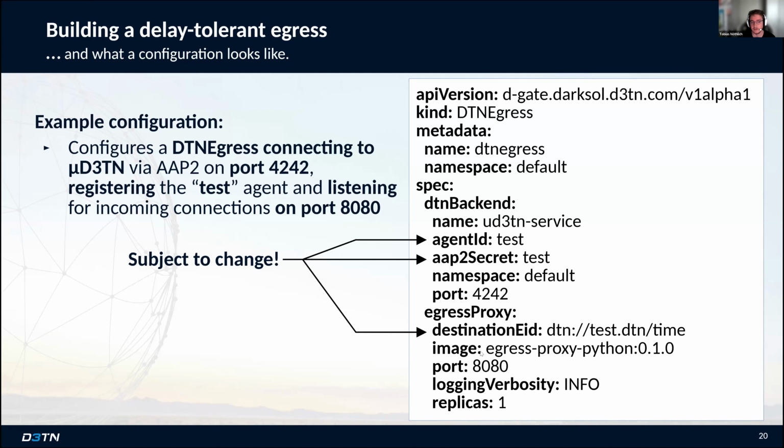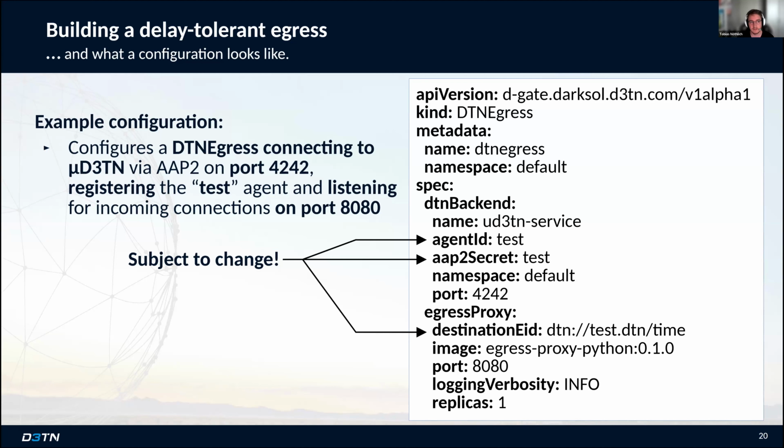The agent ID and the destination EID are statically configured, which works very well for our test setup, but obviously when you're deploying it productively, you may want to change the agent ID it uses to register, in case, for example, an application expects a response. And you also want to change the destination EID, because obviously not every application will want to send data to the same endpoint. The third arrow points to the AAP2 secret. This obviously needs some kind of secret handling, but for development purposes, it works.